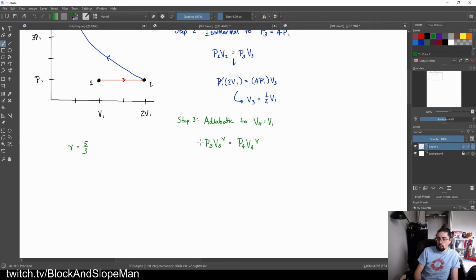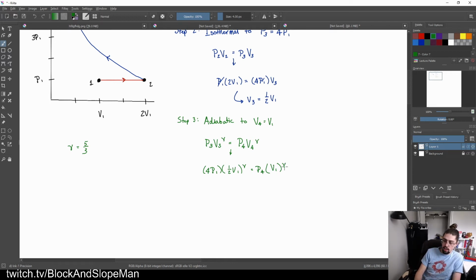With those values, we do our exact same steps as last time. We say, okay, we are starting at 4P1. We are starting at 1/2 V1 to the gamma is equal to mystery value P4 times, we go back to our initial value V1 to the gamma. And with all of those, I'm going to do a little bit of rearranging. Again, I'm looking for P4 here.